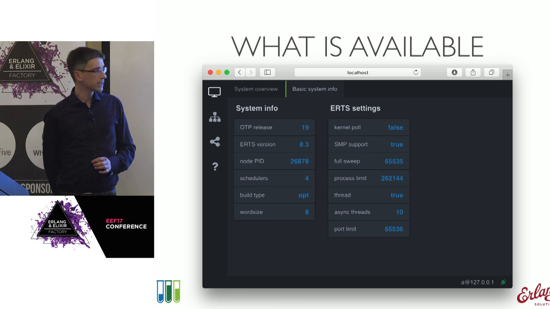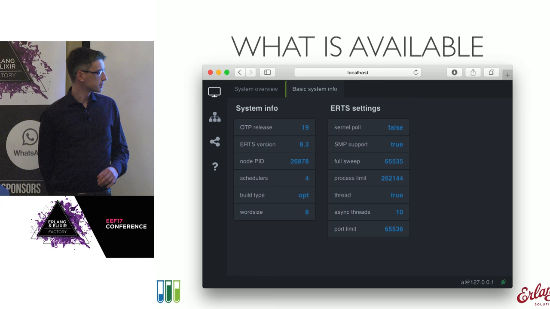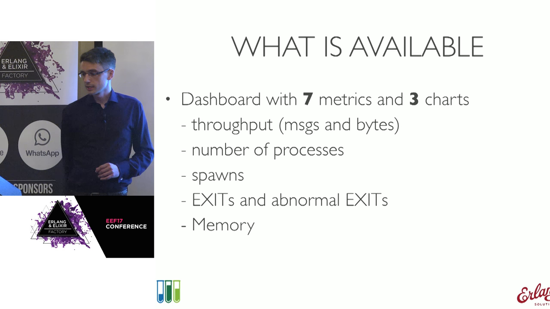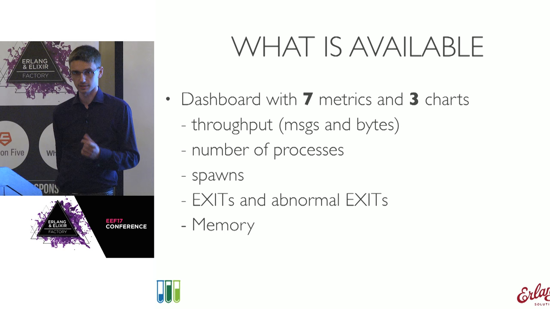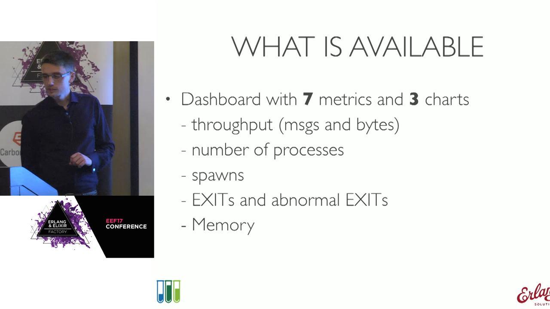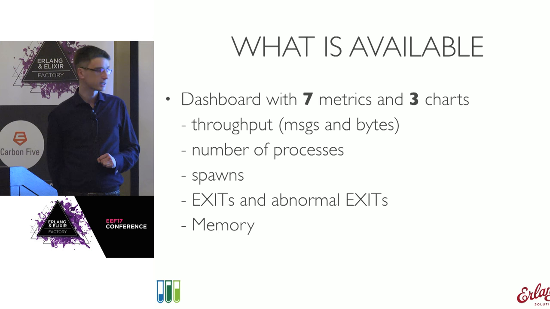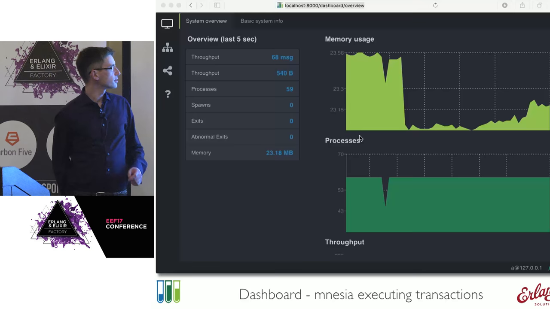Then another view, which is already available, is just very, very basic information about your system, nothing interesting. What is more interesting is the dashboard. And here, the unique selling point of this dashboard is that it has 7 metrics. 7. I repeat, 7. This is quite a few, isn't it? A handful of metrics. And it has 3, literally 3 charts. Those metrics are throughput, so the number of messages and bytes being sent through the system, the number of processes currently running in the system, the number of spawns that happened in the last 5 seconds, as well as exits and abnormal exits. So this is how it looks.